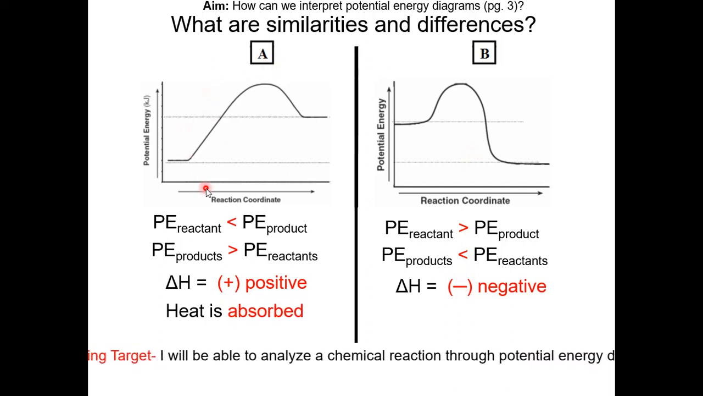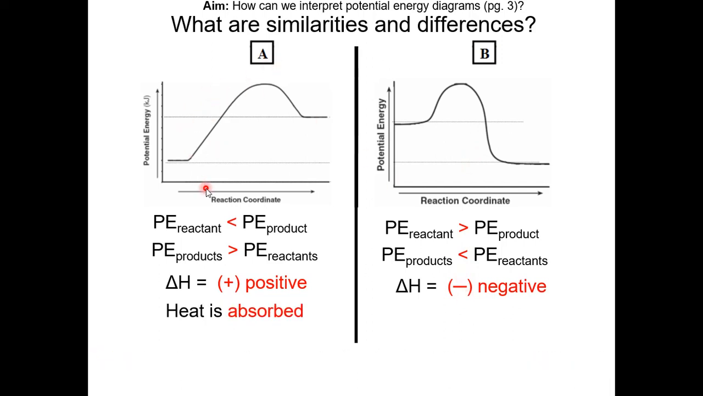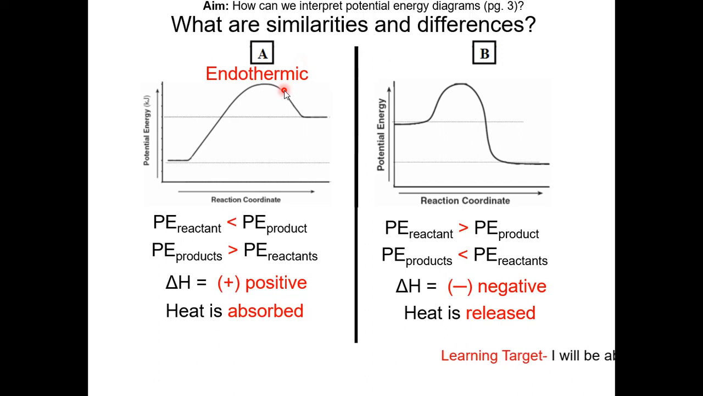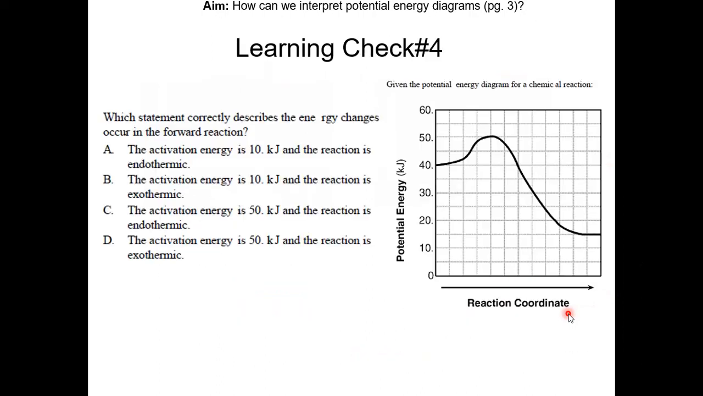In A, we absorb heat overall if you compare the potential energy of the reactants and products. And in B, you have the opposite case. You release energy because the potential energy of the products is less than the potential energy of the reactants. So A is considered endothermic because we absorb energy, and B is exothermic because we release energy.